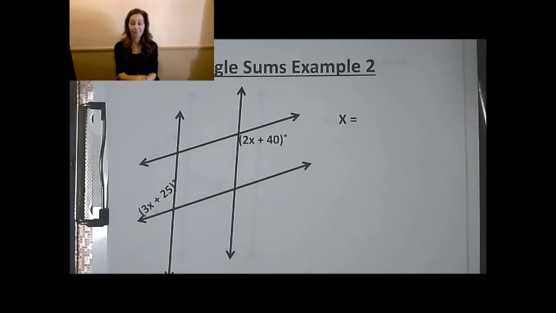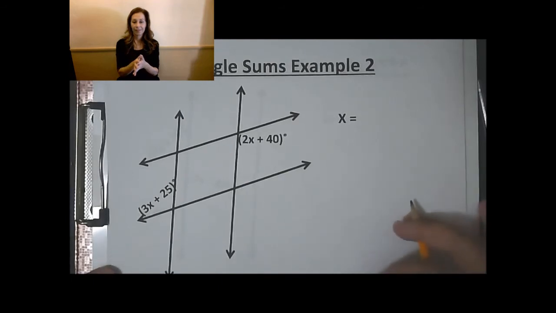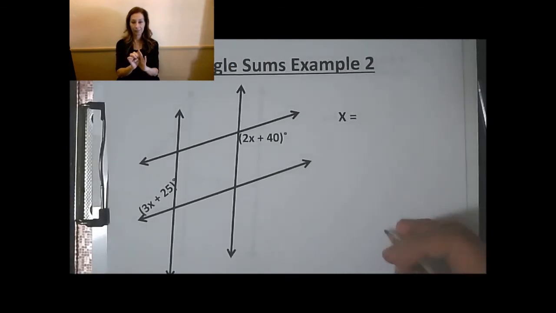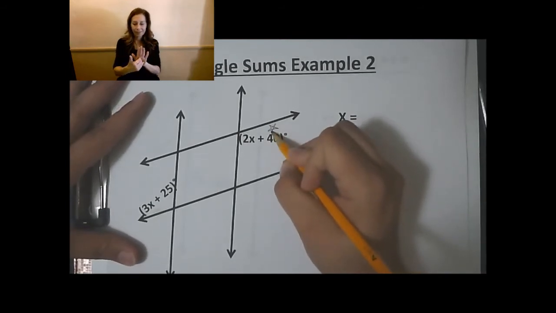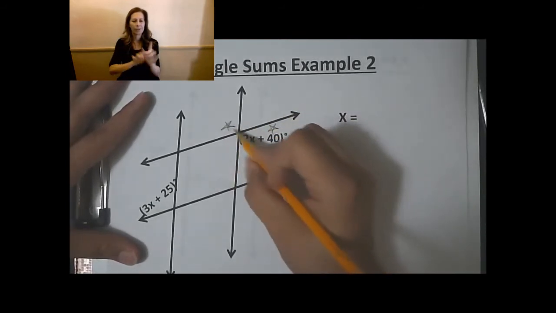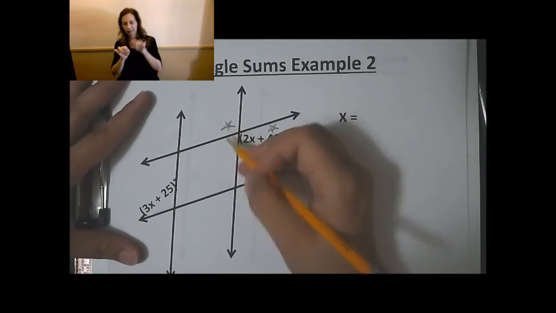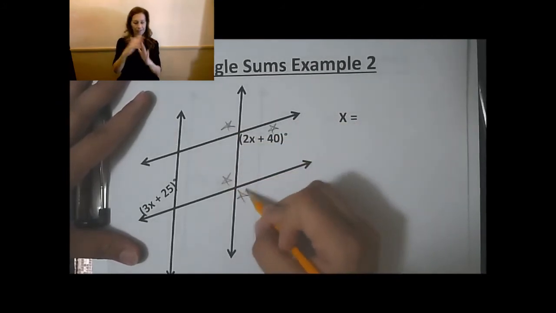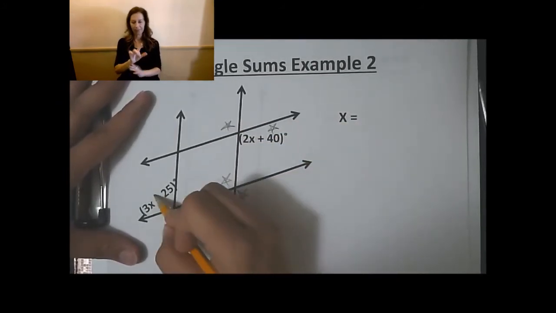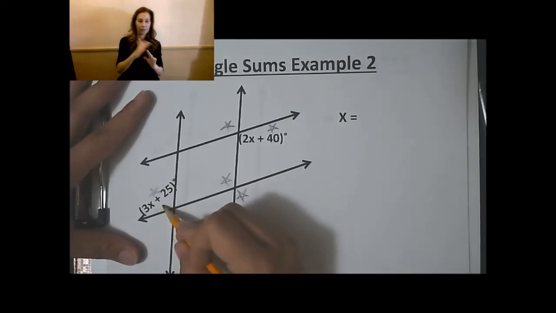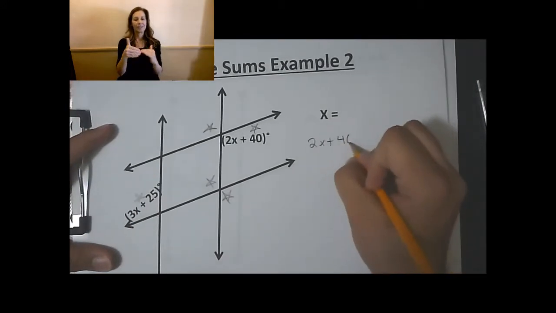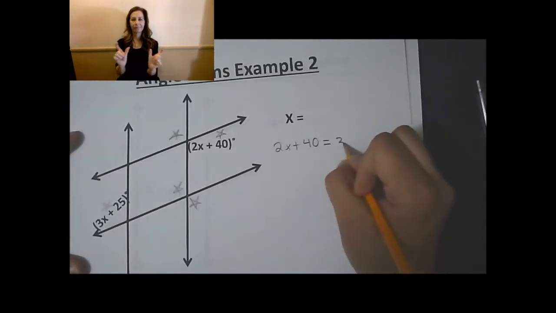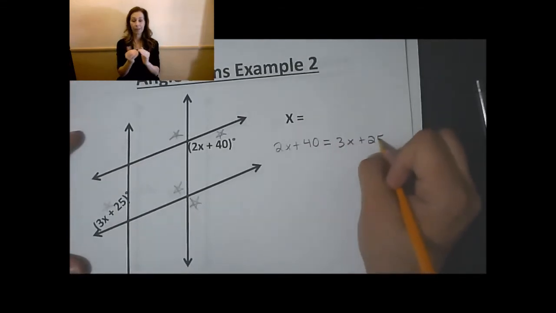Alright, so for this example, let's just use the stars again, and let's see where these stars land. So here's a star. I'm going to put a star here because it represents this one. Okay, top left, here's a star, top left, look, it lands in the same position again. So I'm going to set these equal to each other. 2x plus 40 equals 3x plus 25.